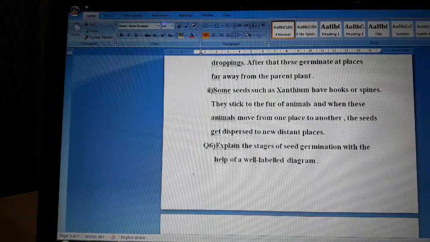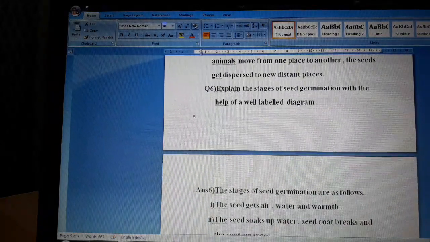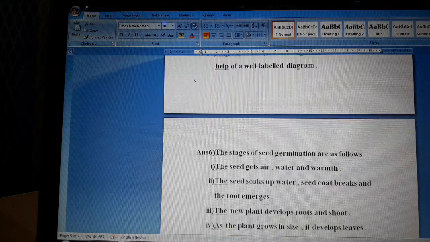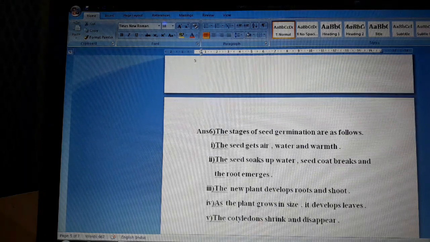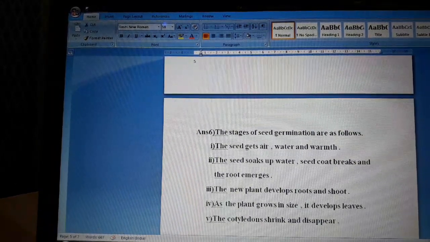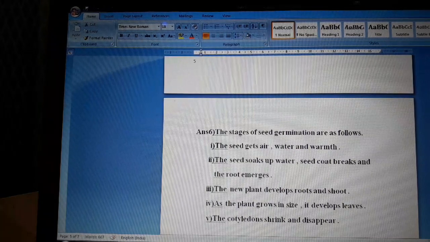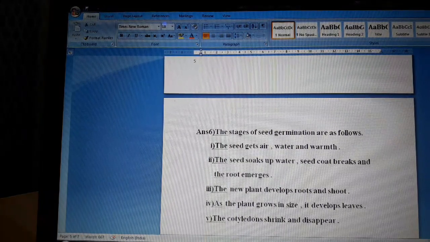Now we come to the next question 6, that is, explain the stages of seed germination with the help of a well labeled diagram. Now the stages of seed germination are as follows. The seed gets air, water and warmth. I told you the 3 conditions for the seed to germinate are air, water and warmth. It should get adequate amount of air, water and warmth.